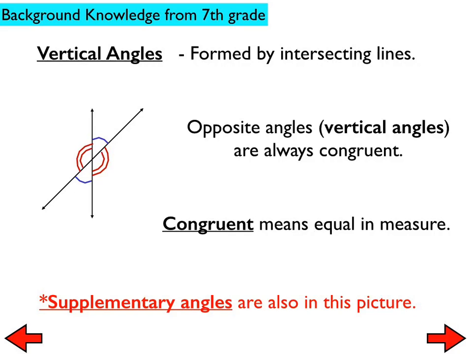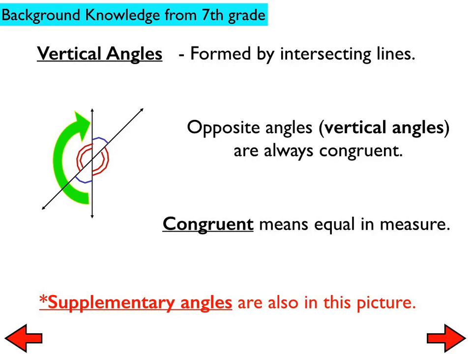We also have supplementary angles in that picture. Here is a pair of supplementary angles. In other words, that's also a linear pair. Here's another pair right here, and another pair right here. So we've got lots of supplementary angles in that one picture.